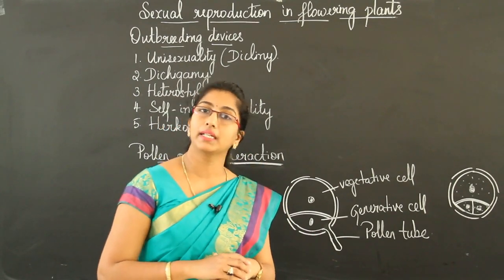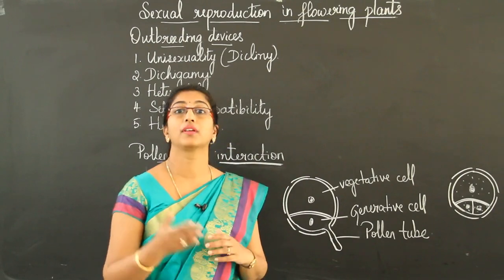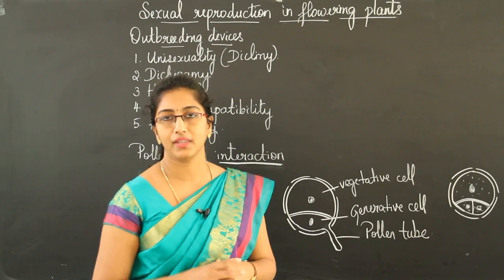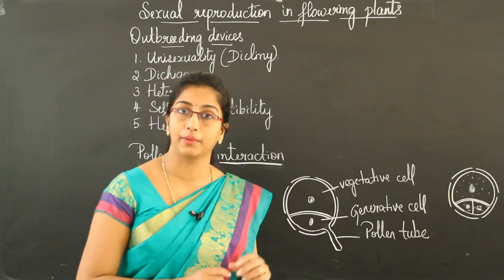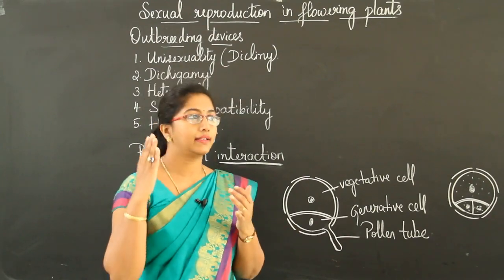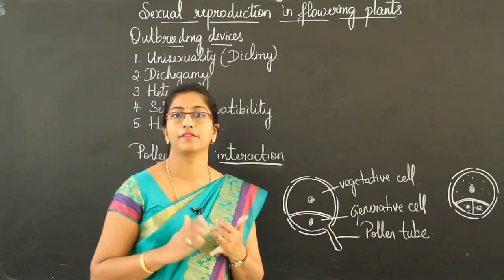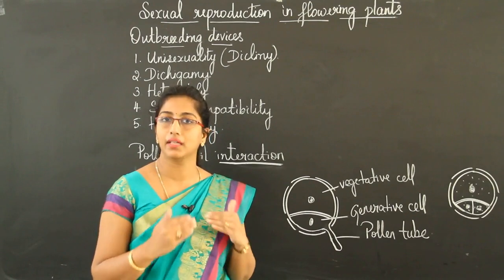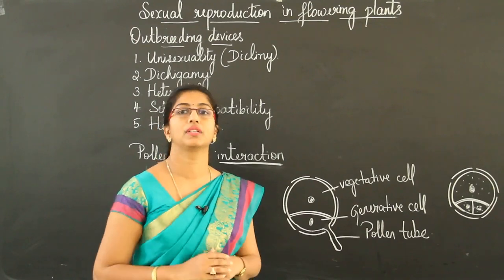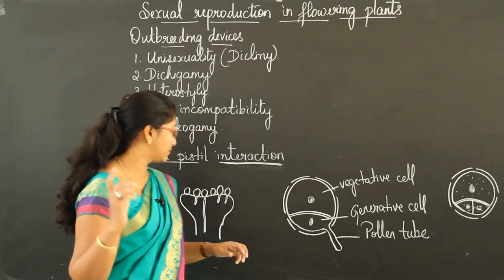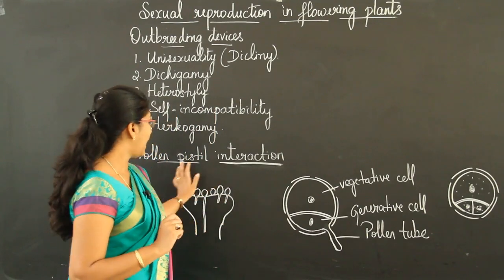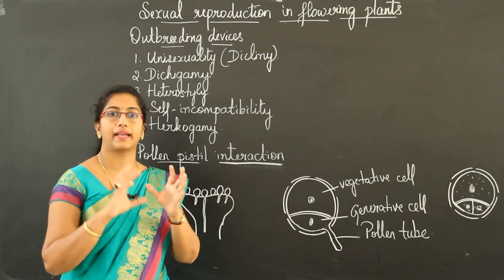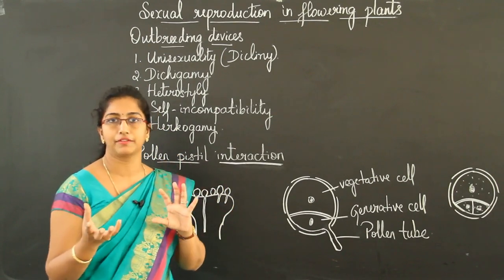Many a times pollen grains of the wrong type may fall on the stigma. Now what do we mean by this wrong type of pollen? Either it may be pollens of different species, or it may be of the same species but incompatible ones. So these pollens are called incompatible ones.